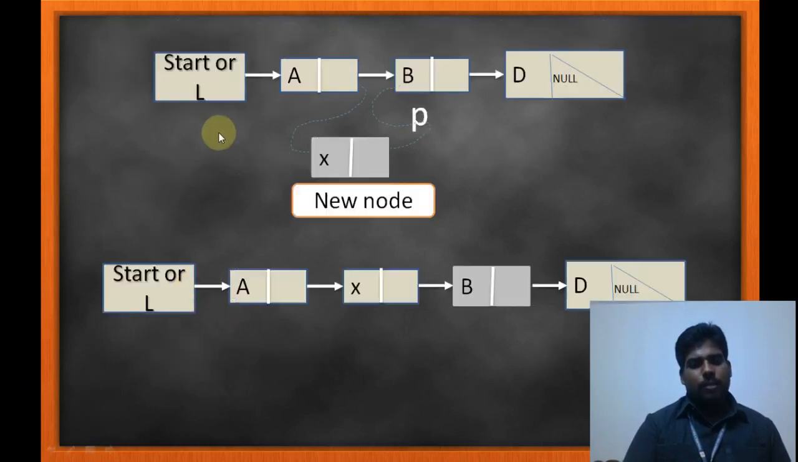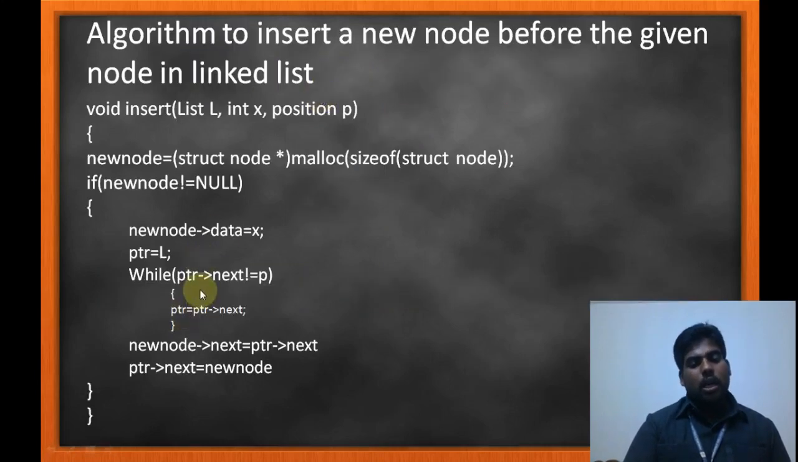For example, see this is ptr. First it will come here. Here it has not yet reached the position, ptr next not equal to P, so the while loop will be executed. When ptr next equals P, the condition will be false. Till that it will keep moving forward. Once the condition is false, it will come out, and new node next equal to ptr next. So first you are creating the link from ptr next at the back of the new node's next. Then ptr next equal to new node.